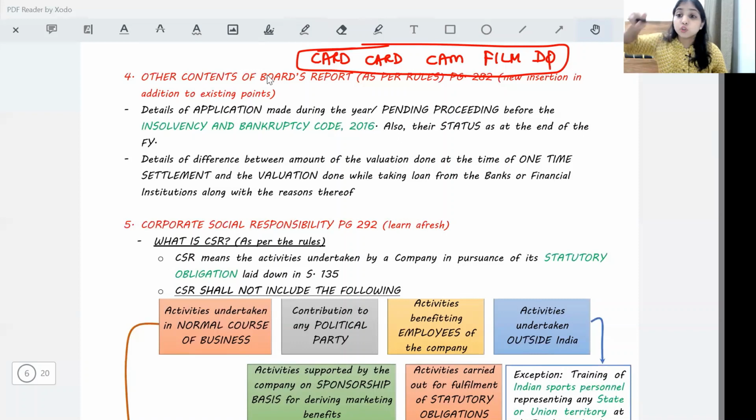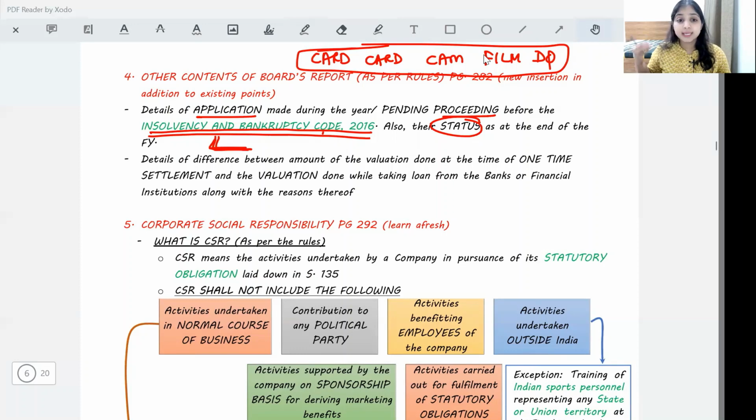Now, in the rules, 2 more points have been inserted. So what are the contents of the board report as per rules? 2 more points have been inserted. Number 1, in case any proceedings are pending, or in case any application has been made under the Insolvency and Bankruptcy Code 2016, details about that, and even status of the application, status of the proceeding has to be disclosed in the board report. So under the Insolvency and Bankruptcy Code, if any application has been filed or any proceeding is pending, details about that has to be disclosed in the board report.